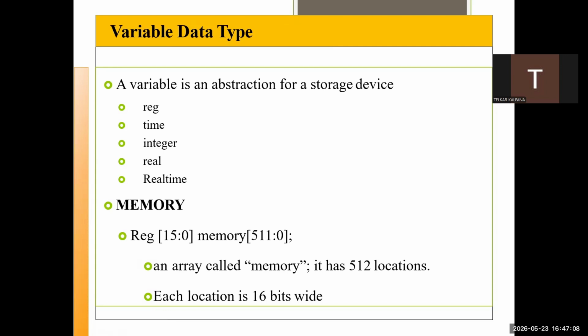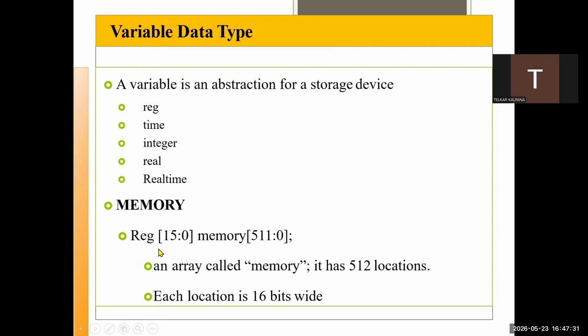Variable data type is nothing but a storage. It represents the storage device or storage element. Reg stands for register, and time, integer, and real time are a few more examples that we can give for a variable data type.